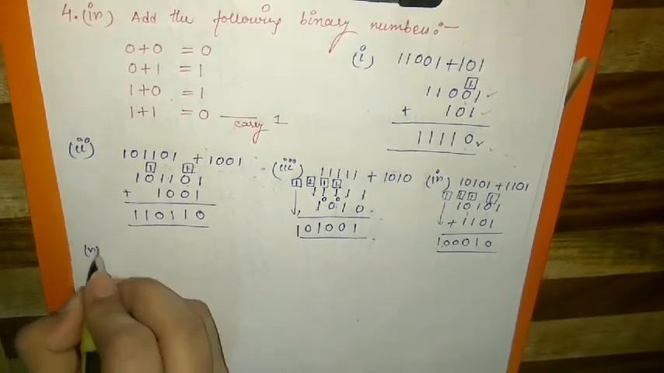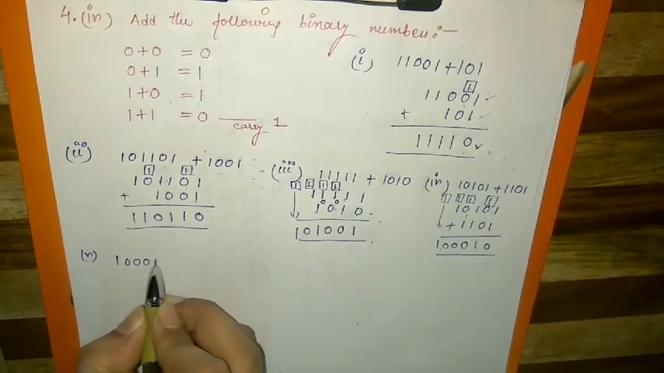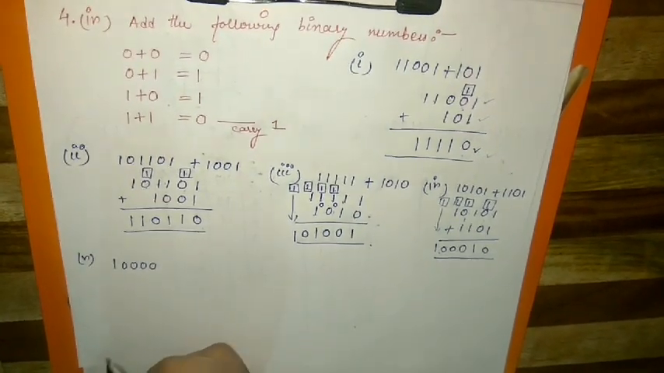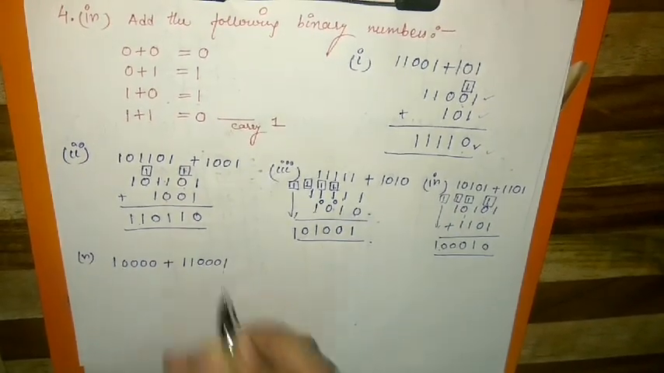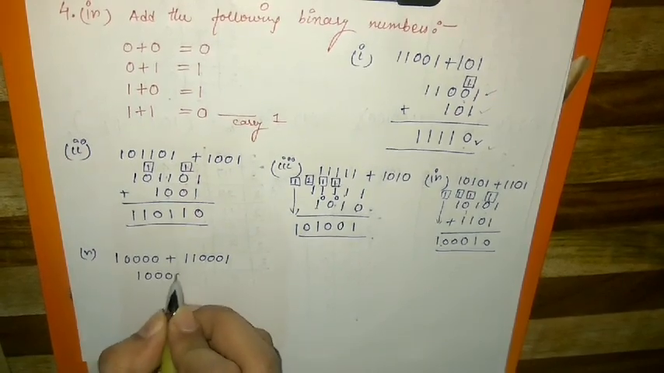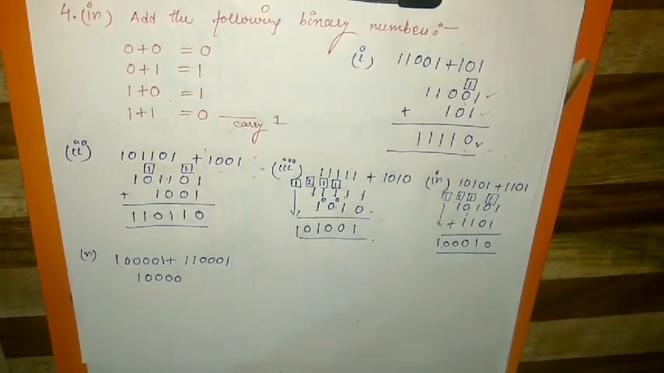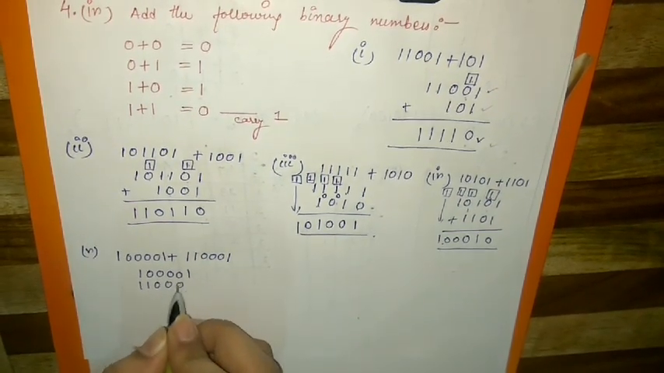See the fifth part. The fifth part is 10000, 4 times 0 you are having, plus 110001. Okay, now write it down. 10000. Okay, over here 1 is also there, 1, then 110001.